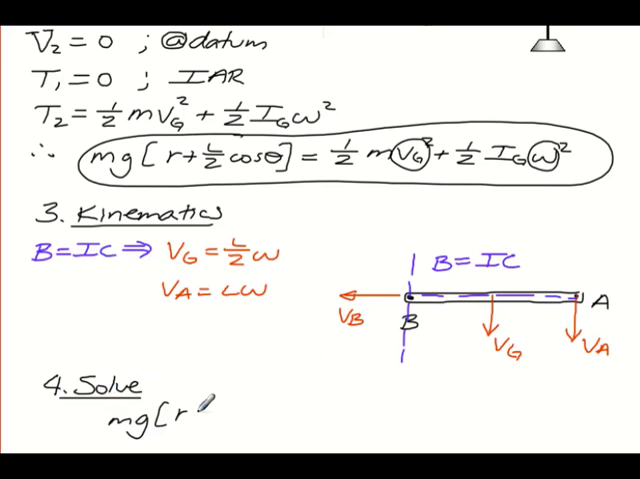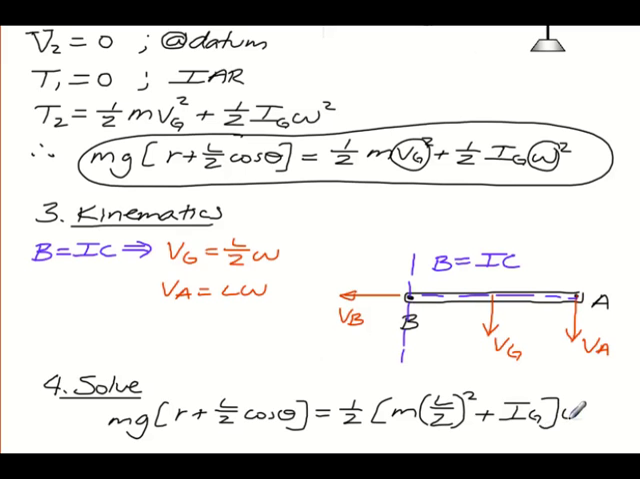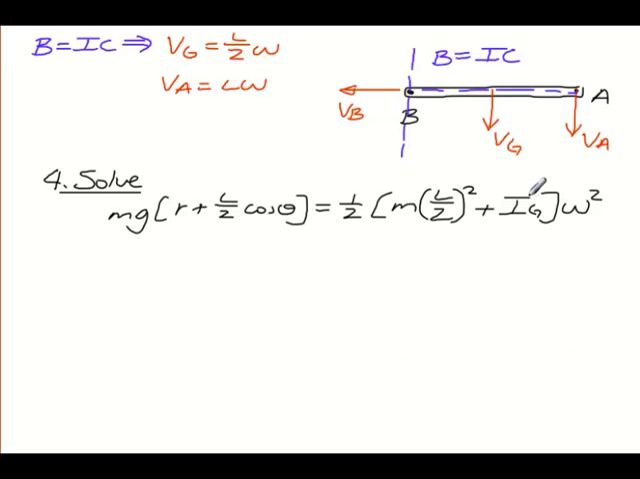mg R plus L over 2 cosine theta is equal to 1/2 m vG, which is going to be L over 2 omega, squared, plus IG omega squared, like this. And this here is 1/12 ml squared. So this becomes 1/3 ml squared.